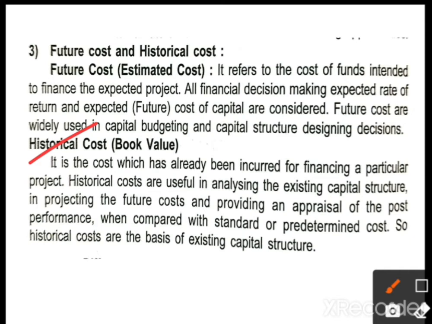Very simple. Historical cost is nothing but a book value. It is a cost which has already been incurred for financing a particular project. This is a cost already appearing, already happening in the project, so that cost we are going to record. That is what a historical cost is. It means it is incurred for financing a particular project.